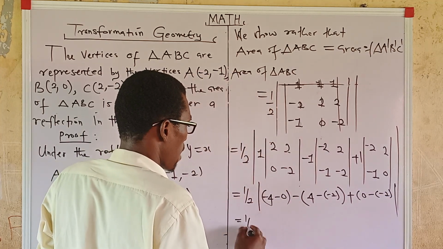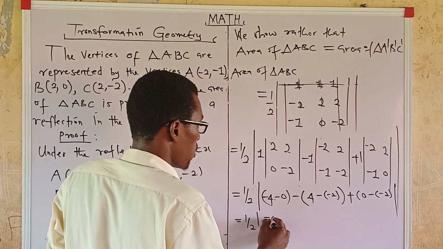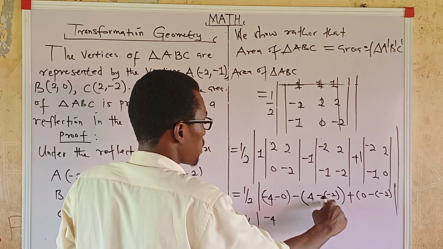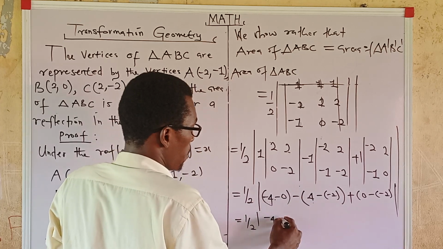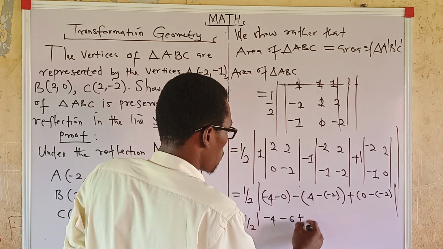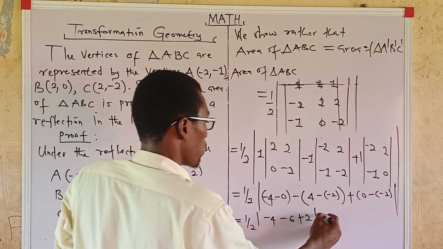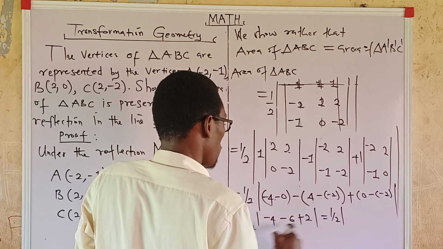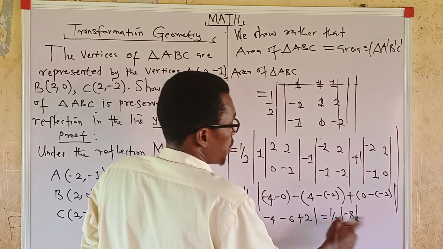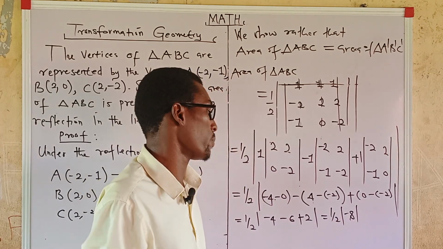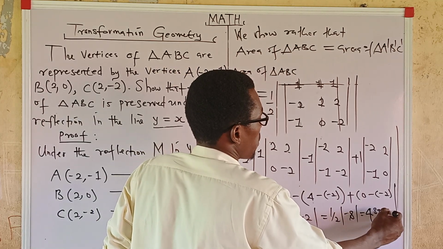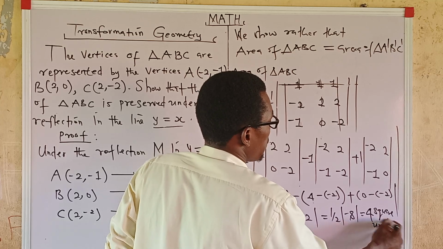This now we have it as half, here will be -4, all right? This is 6, because minus is plus, so this is 6. Then with this minus here, we have -6, yes. Then here we have +2. So everything here will give us half of the modulus of -4 minus 6 is -10, +2 will give me -8. Now, the modulus of a negative number is a positive number. So when 2 divides into it, you have 4 square units. So that is the area of triangle ABC.